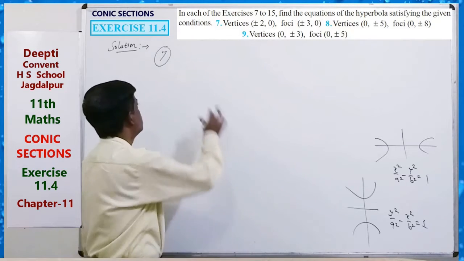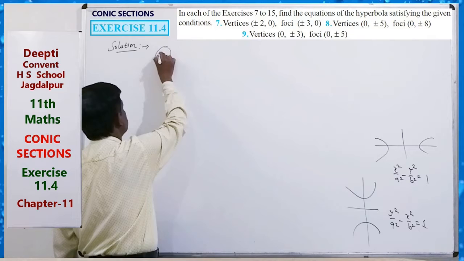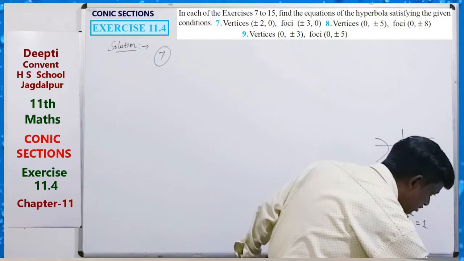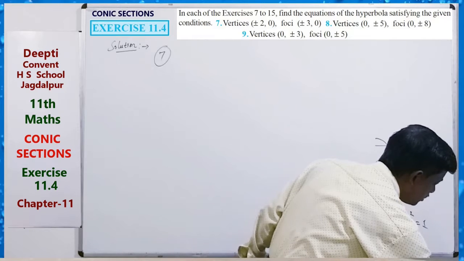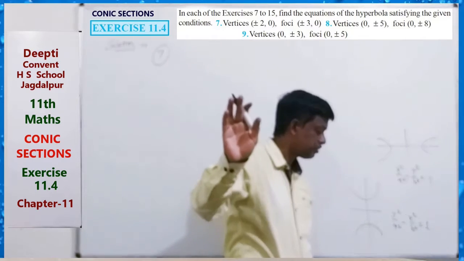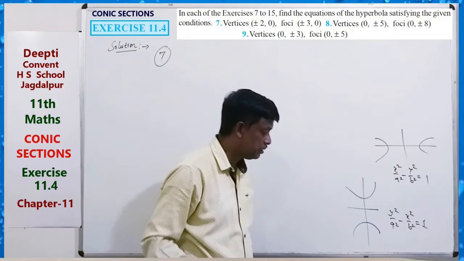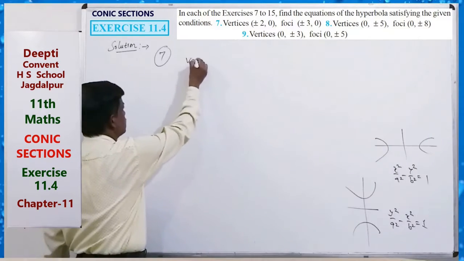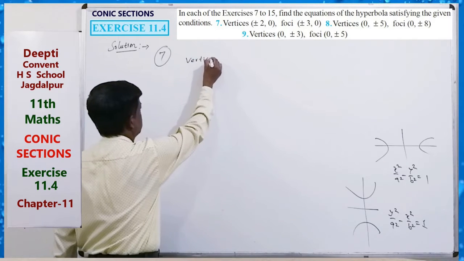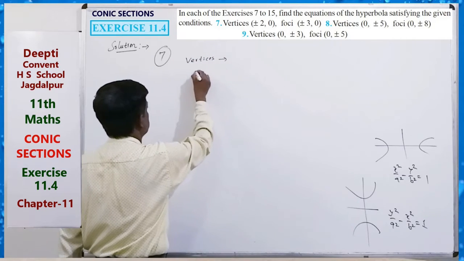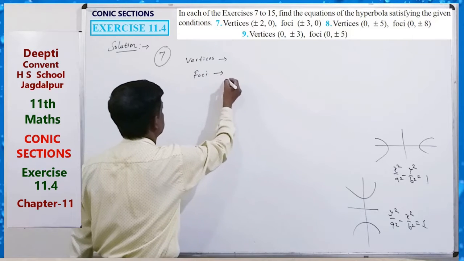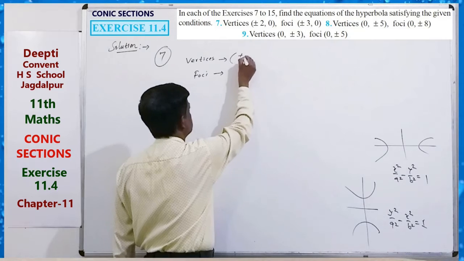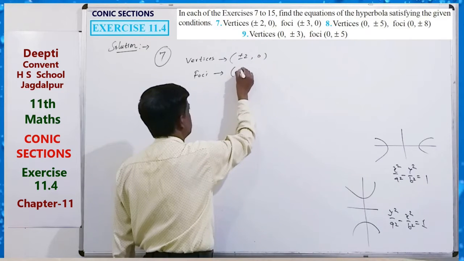So here question 7. What is question 7? In questions 7 to 9, vertices and foci are given. The vertices are given as (plus minus 2, 0), and the foci as (plus minus 3, 0).